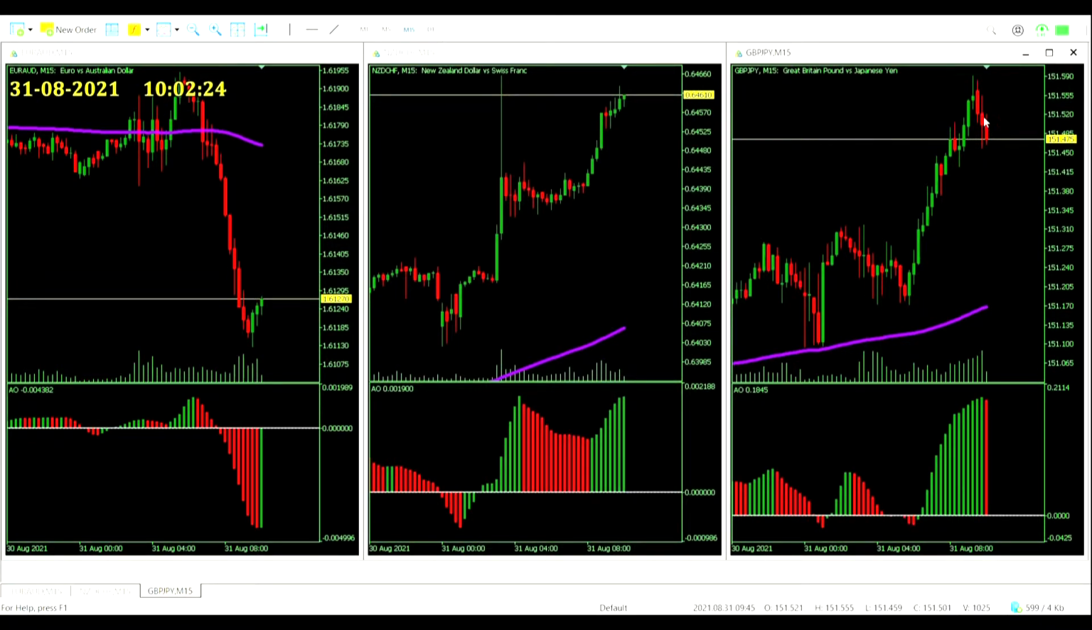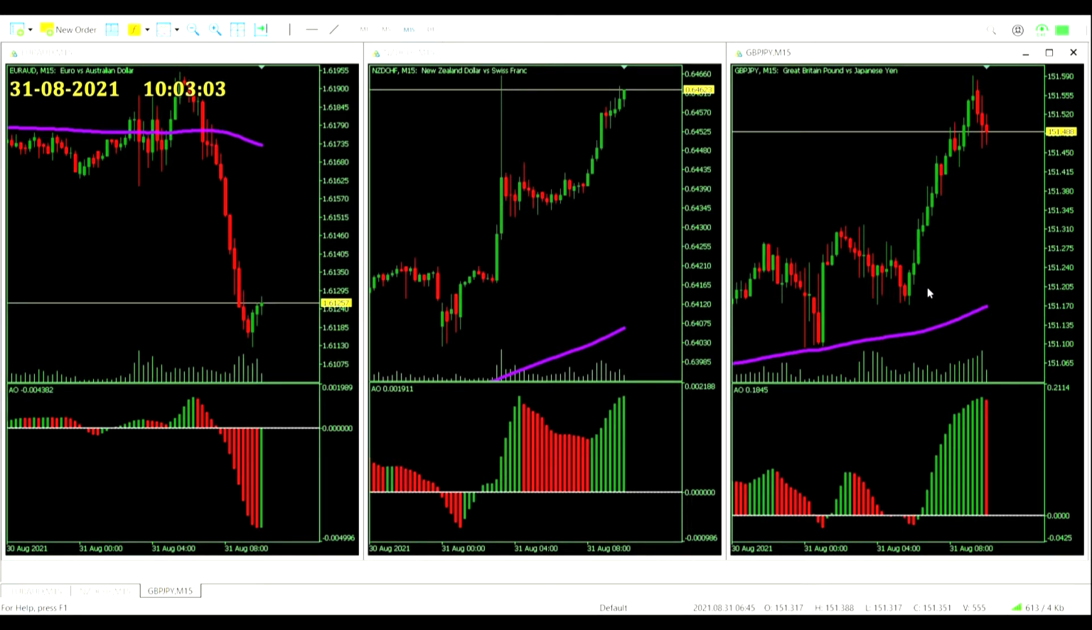Over on the right, Great British Pound Yen, almost the reverse of the Euro Aussie dollar. Price coming back down, and we're hoping for the reverse. We want that cross over price and over the awesome oscillator. Ideally at the exact same time, giving us identical signals would be perfect.